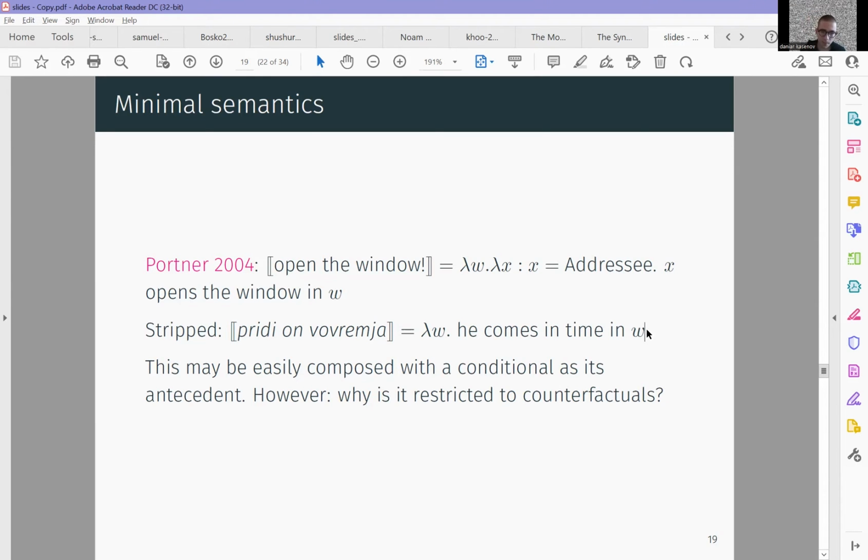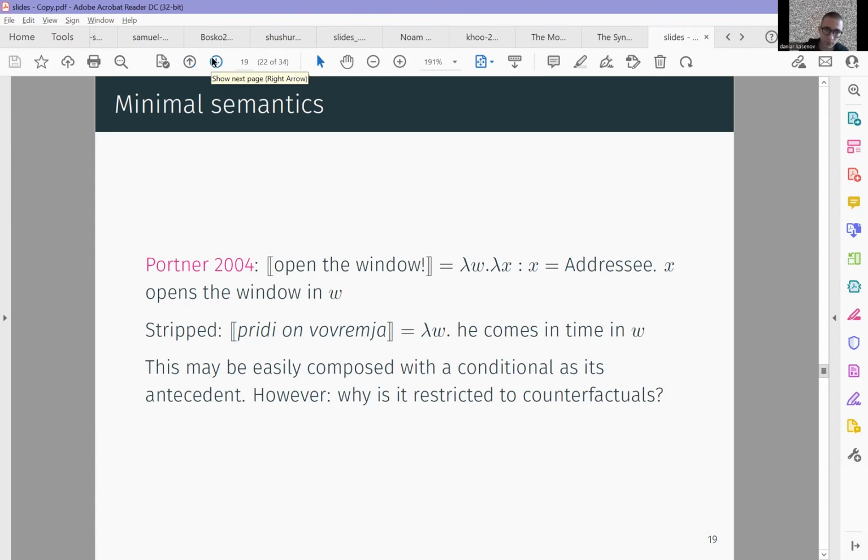But even though I think this is a reasonable way to approach this counterfactual antecedent imperative construction, it does not answer a pretty important question. Why can the Russian imperative verbal form be used as an antecedent only in counterfactuals? Why can't we have something like, if he comes in time, he won't be scolded, with an imperative in the antecedent?